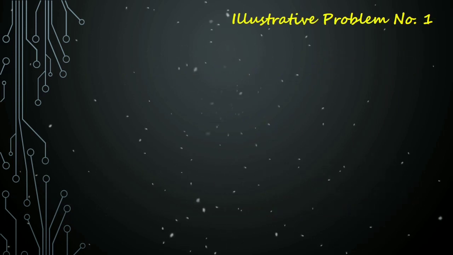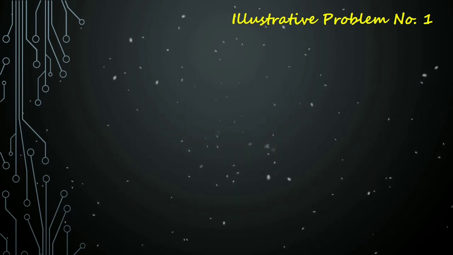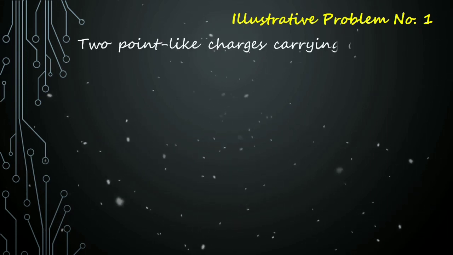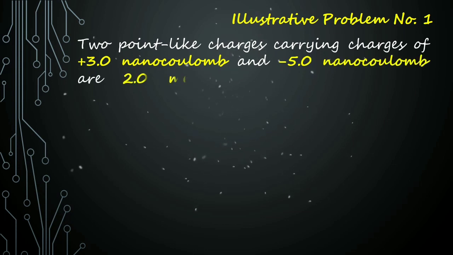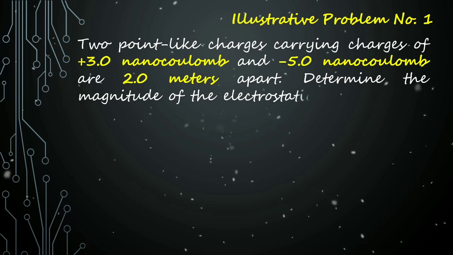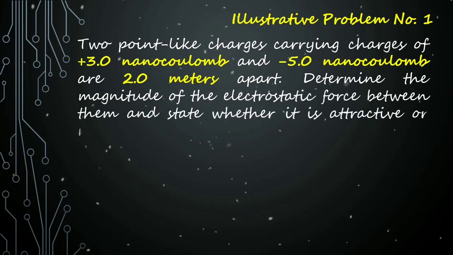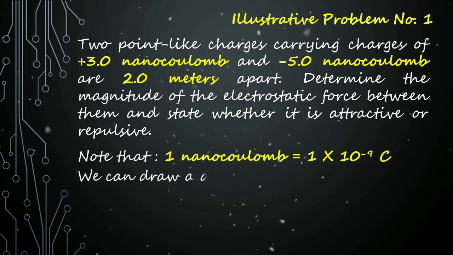To further illustrate the application of Coulomb's law, let us now consider illustrative problem number 1. Two point-like charges carrying charges of positive 3.0 nanocoulomb and negative 5.0 nanocoulomb are 2.0 meters apart. Determine the magnitude of the electrostatic force between them, and state whether it is attractive or repulsive. Note that 1 nanocoulomb equals 1 × 10^-9 coulomb.